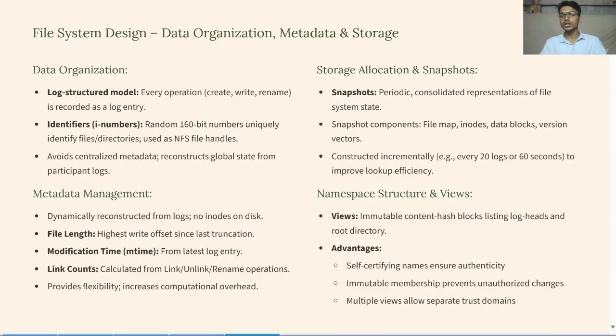Ivy uses a log-structured model where every file system operation, such as creating a file, writing data, or renaming a directory, is recorded as a log entry. Each file or directory is identified by a randomly generated 160-bit number, called the I-number, which also serves as the NFS file handle. This approach avoids centralized metadata, instead reconstructing the global file system from participant logs.